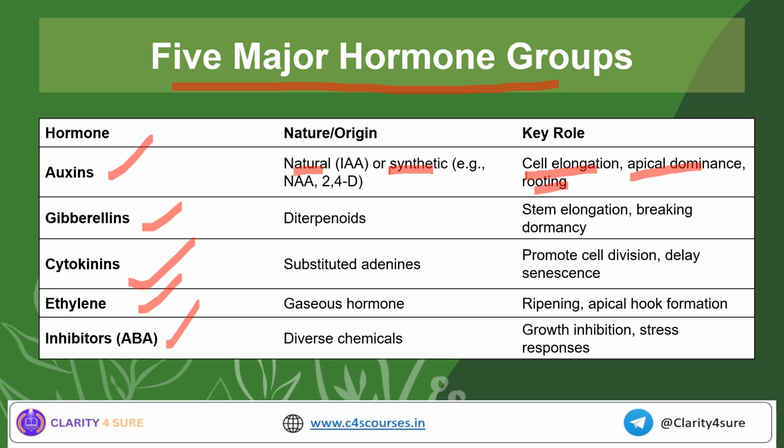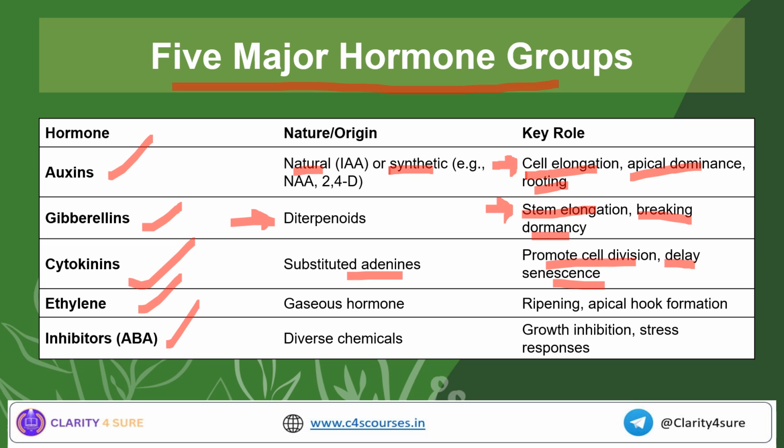Next is gibberellin. They are of diterpenoid origin, and they have a role in stem elongation and breaking dormancy. You have to be careful that auxins are important for cell elongation, whereas gibberellins are important for stem elongation. Then talking about cytokinin, they are substituted adenines, and they promote cell division, C for cyto, or we can say cells. They help in delaying the senescence of the plants.